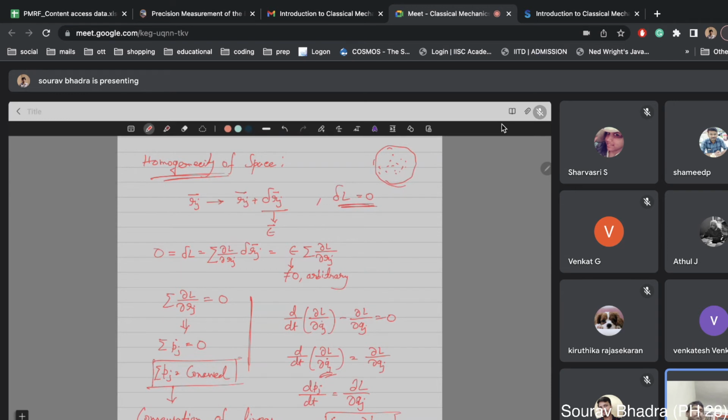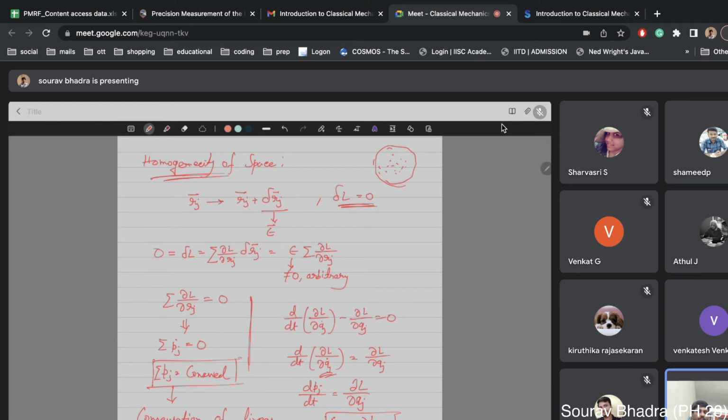Similarly, the isotropy of space, where we assume there is no angular dependency in the system. I mean, if you rotate the system by a particular angle, all the properties of the system will be the same. Here it was the translation only, there was no rotation for the homogeneity. But in the isotropy, you can rotate the system of particles, and there will be no effect of that rotation on the system. That is called the isotropy of space.